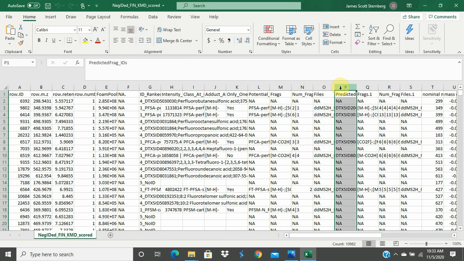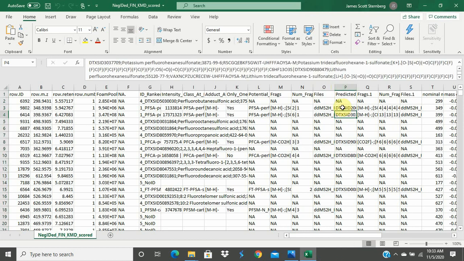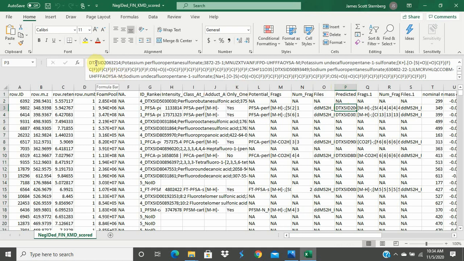You can always take the SMILES annotation copy and paste it into ChemDraw, Marvin Sketch, or any other chemical drawing software. The naming of this column is slightly different in its form, so let's take a look at cell P3. The first thing you'll see is DTXSID, which is the identifier that the EPA uses in its Chem dashboard. Following is the preferred name of the compound.